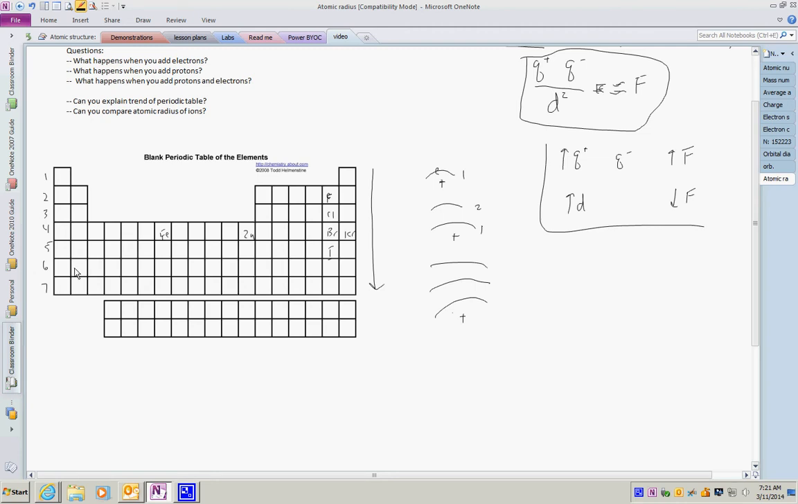As I go across a row here, and you're going to start adding in a couple other fundamental ideas, I am essentially staying in one energy level and adding both protons and electrons. That is going to address this question: what happens when I add both protons and electrons? That's basically traveling across a row of the periodic table. So what happens when I do that?